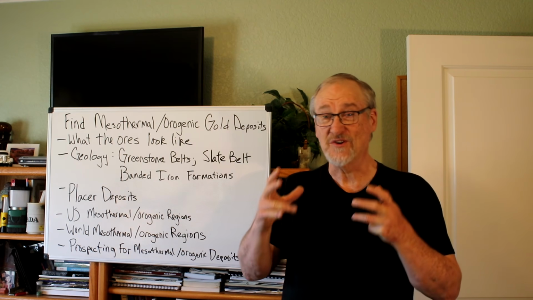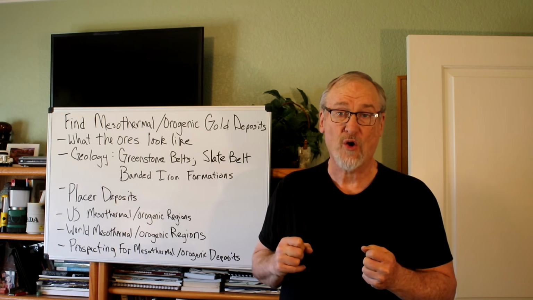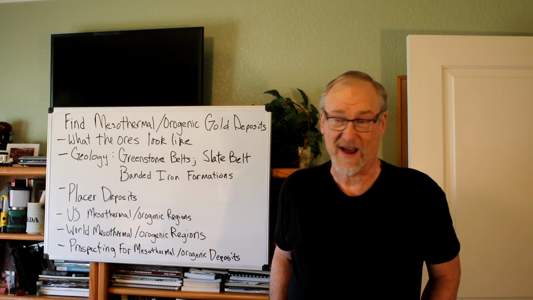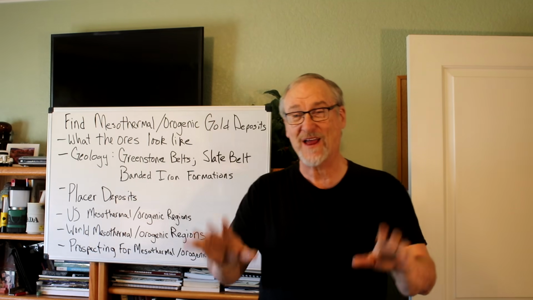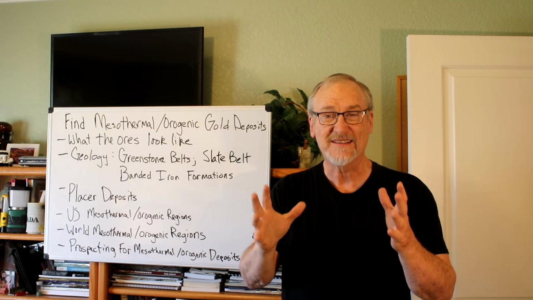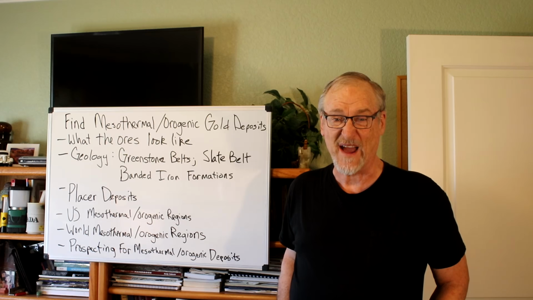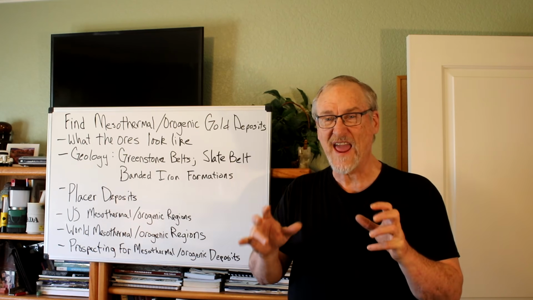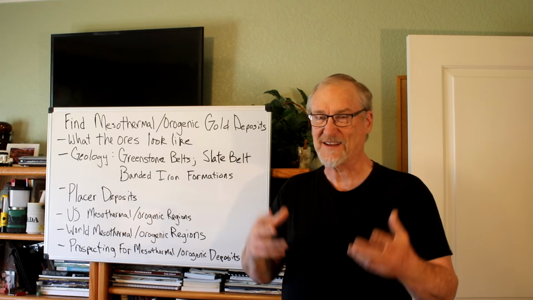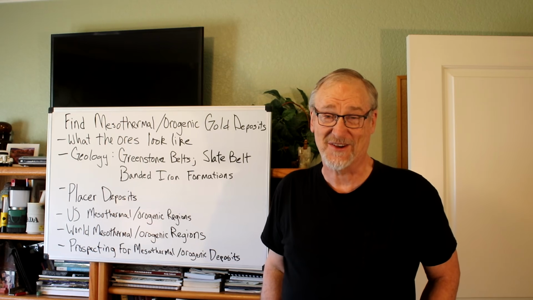Other names include shear-zone hosted deposits, greenstone belt gold, and slate belt or turbidite hosted gold deposits. So you can see there's been a whole lot of names, but we're going to stick with mesothermal orogenic because those have been two of the most common names that these deposits were known by. And so all these different names give rise to confusion to prospectors and even confusion among geologists too.